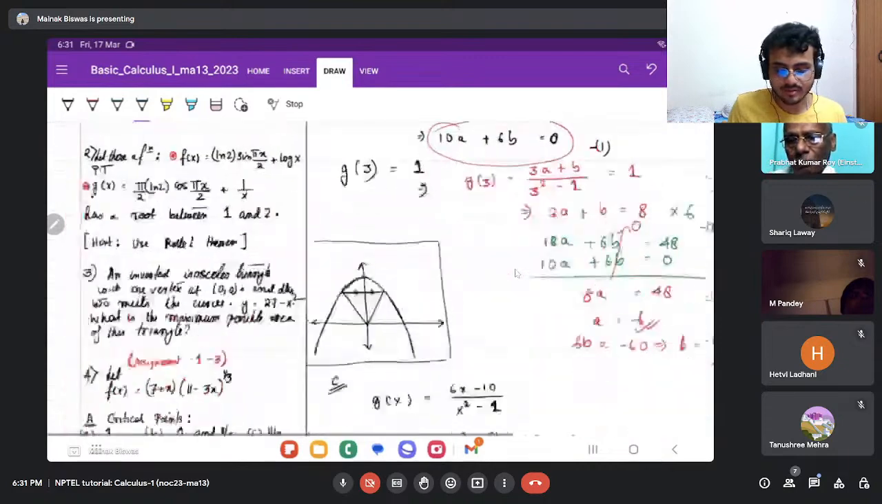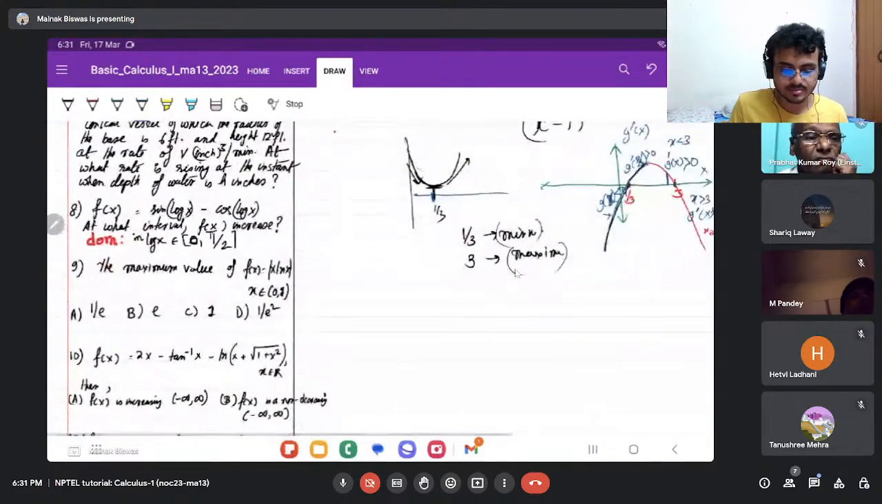And now let's plot the graph of this function. Then you will understand.